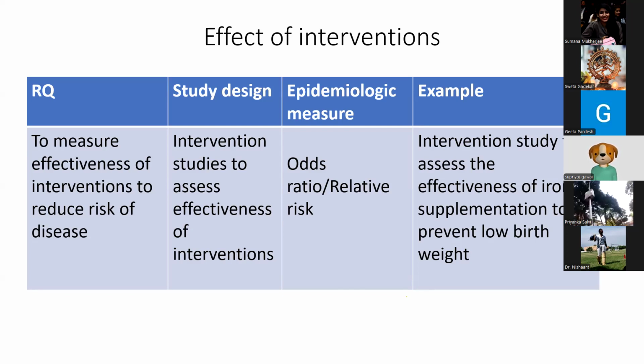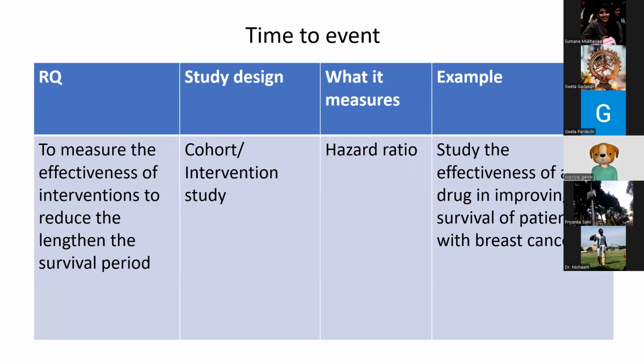The third category of the questions which are not taken up so commonly is where we want to measure the effectiveness of interventions, but this is to see whether the interventions reduce the length of the illness.